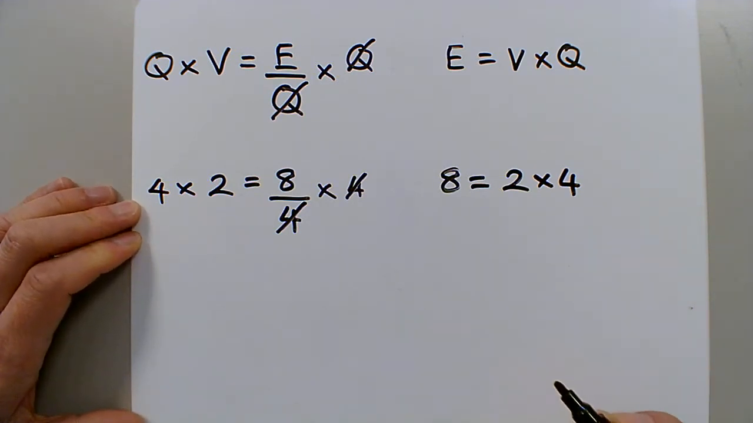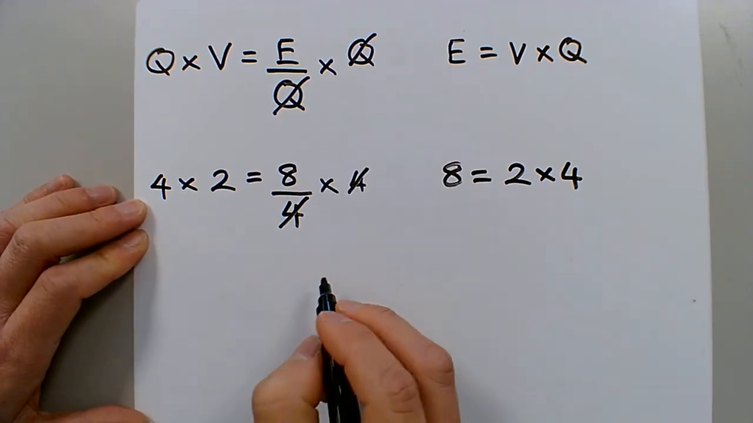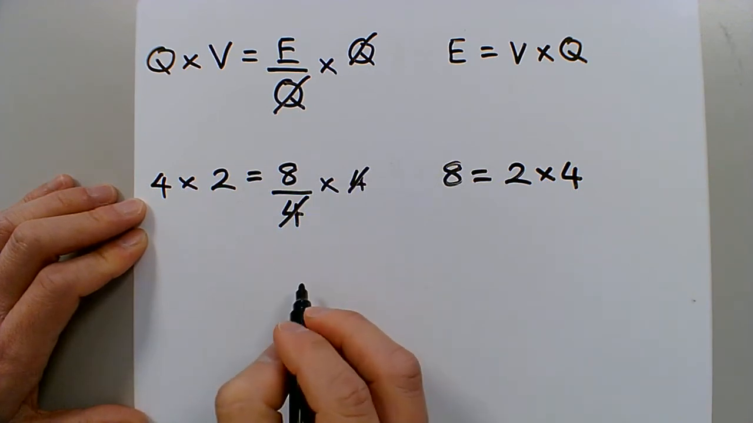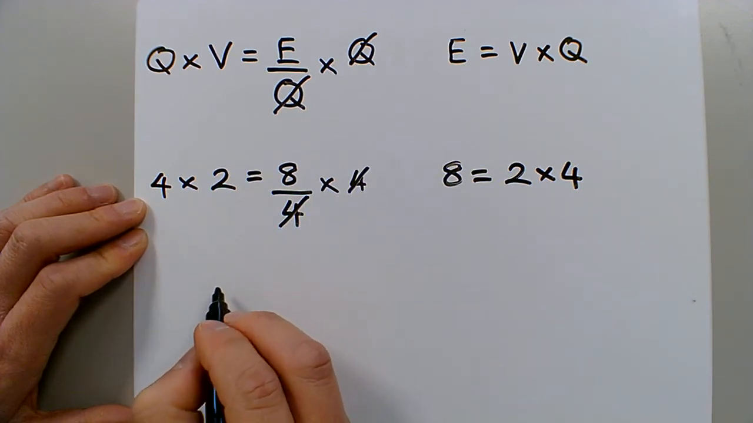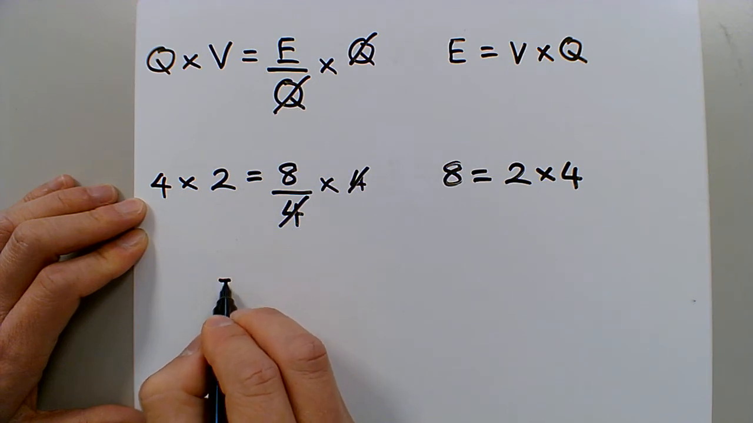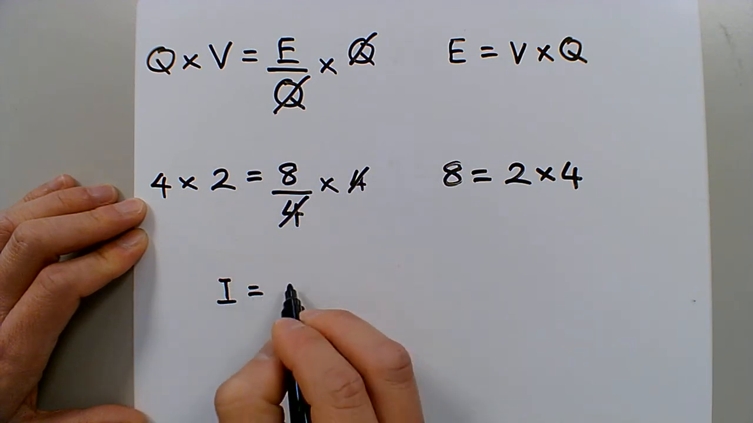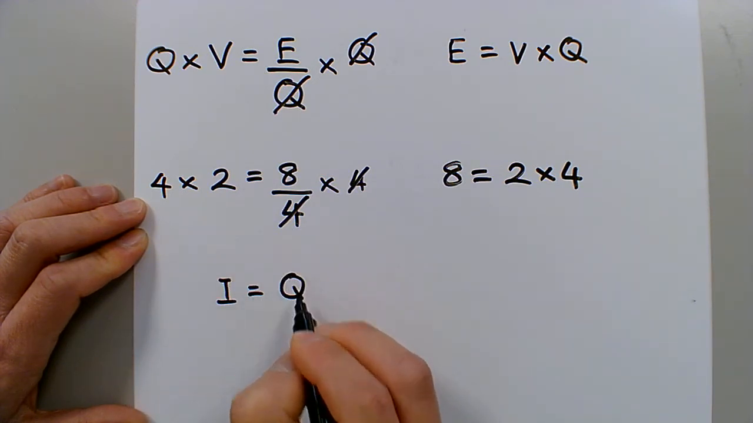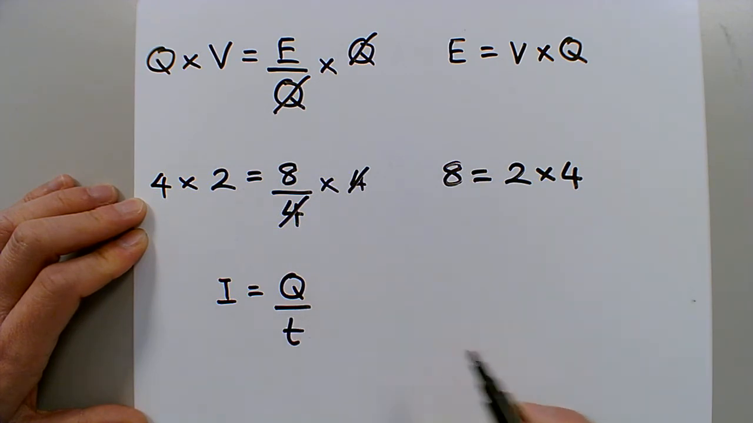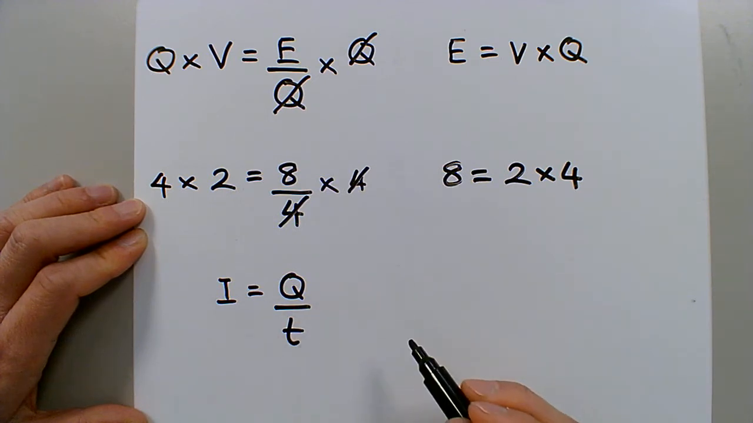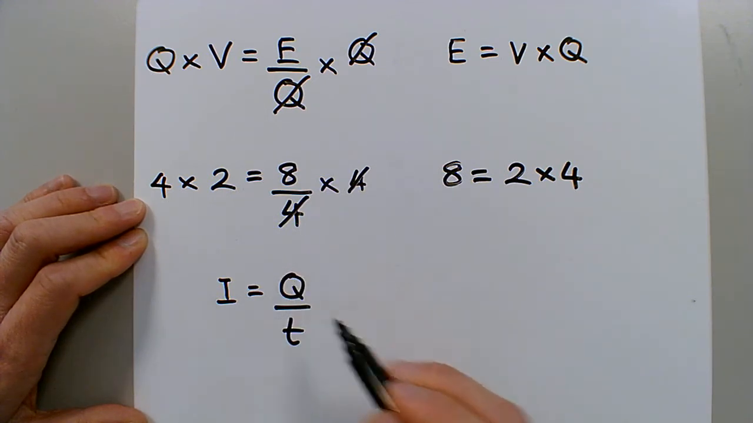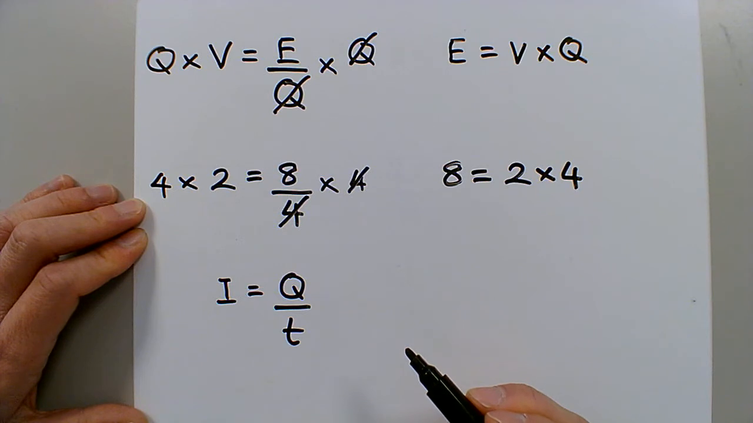So I want you to have a go now. We know from our electricity lessons that current is the amount of charge per unit time. So what I want you to do is rearrange the equation, making Q the subject. So pause the video, have a go, and then once you've done it, unpause the video and let's go through this step by step.